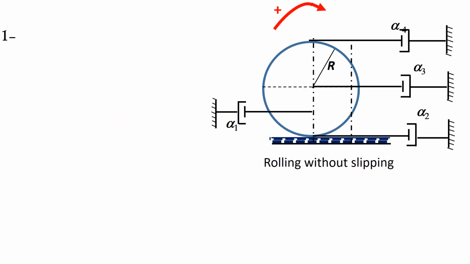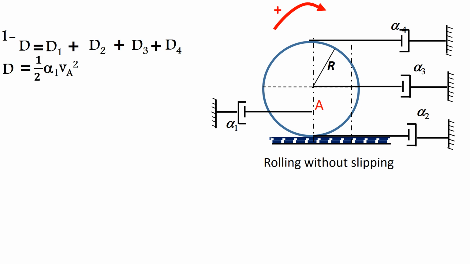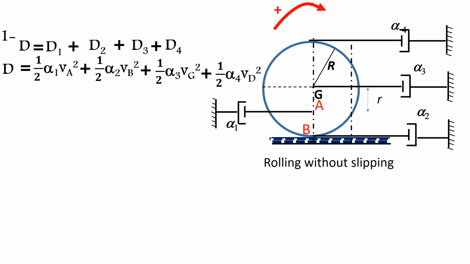Now, the last system is the rolling without slipping. D is D1 plus D2 plus 3, 4, and here are the points, and don't forget that the distance between A and G is equal to little r. B is here. B is the point of contact of the cylinder with the floor, and G is the center of the mass, and G is the upper point on the cylinder.